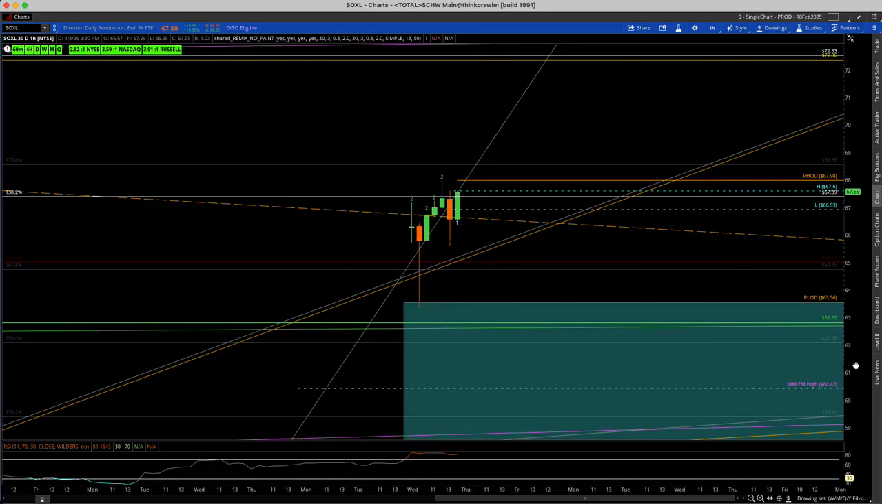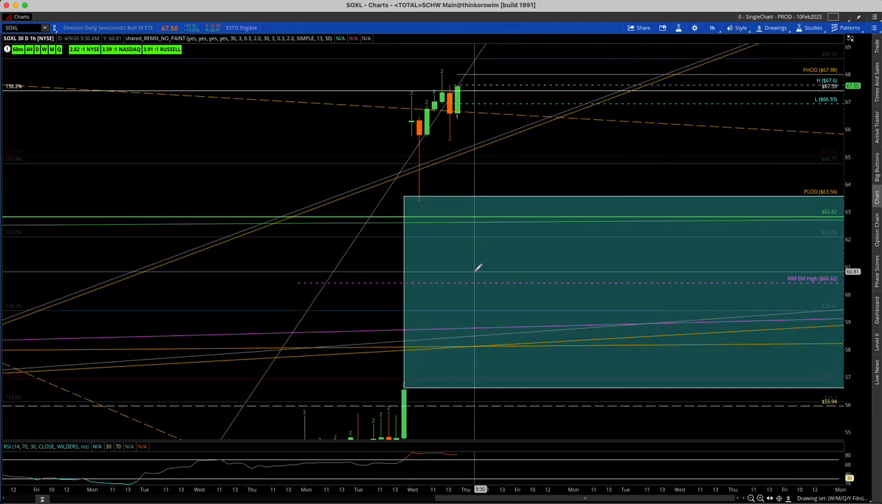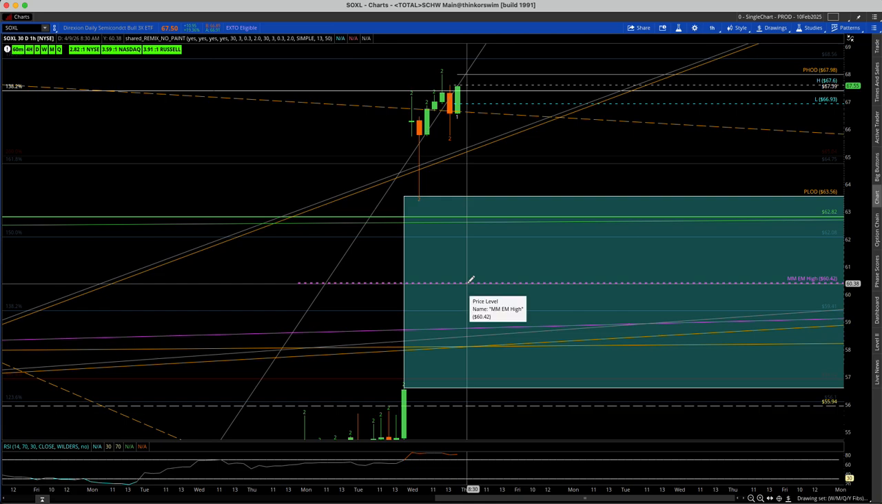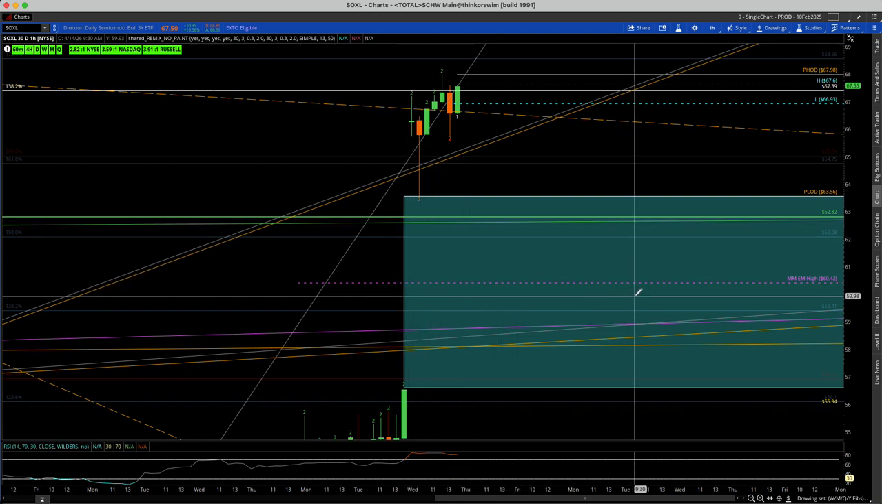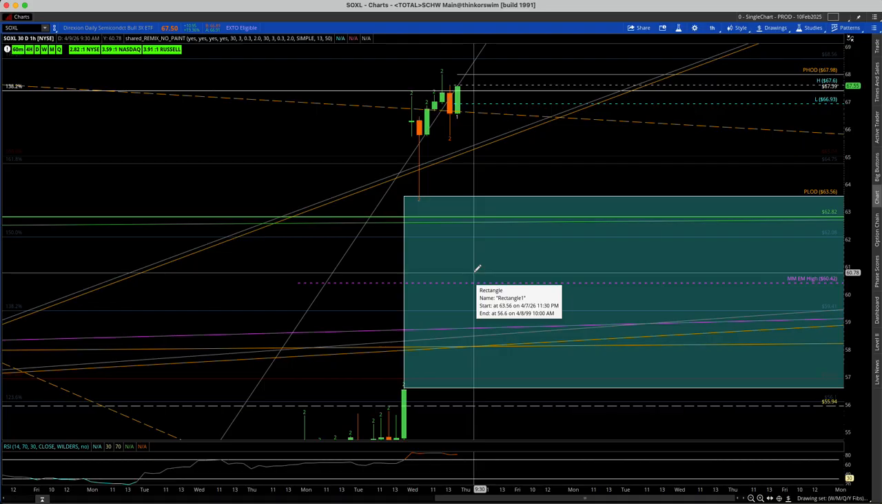Not saying we're going to close the full gap, but we've talked plenty of times, especially through 2025, about half gap fills. A lot of times the halfway mark of the gap fill is a bounce point, at least intraday.